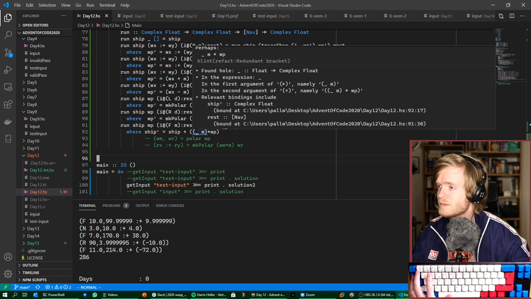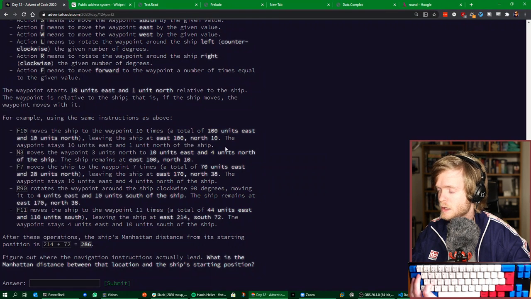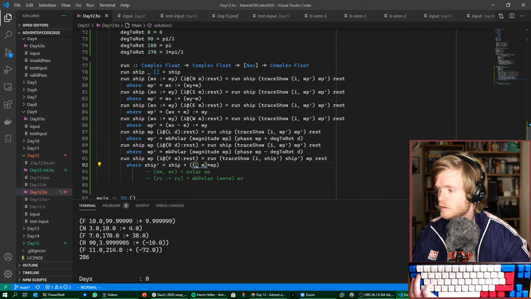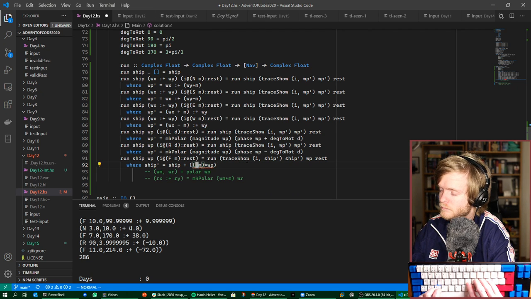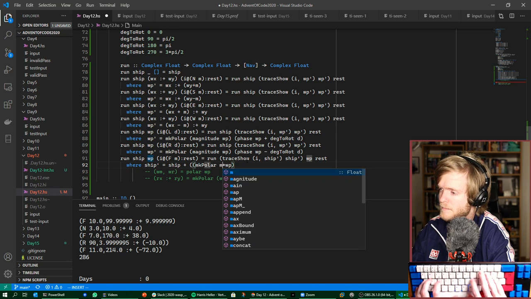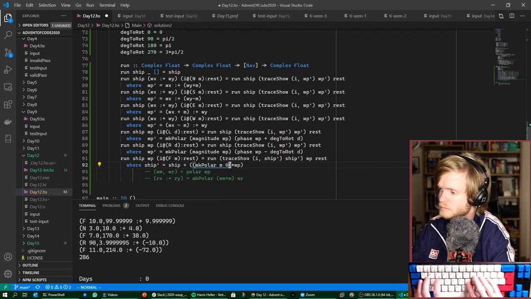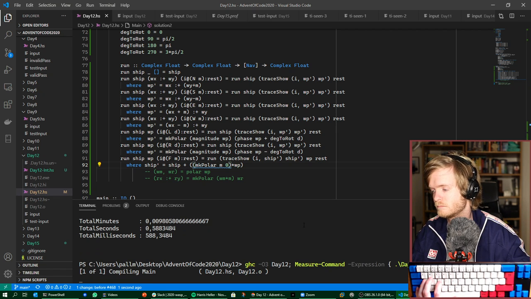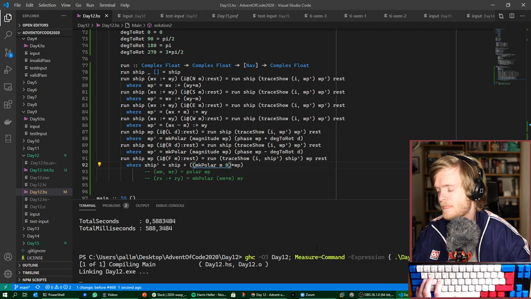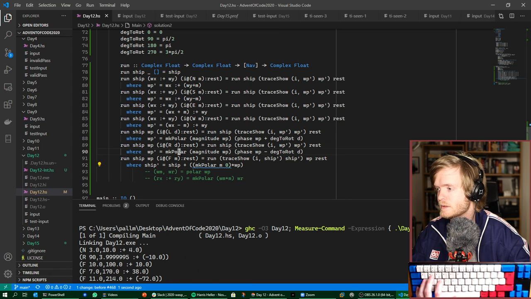This is a function that goes from float to complex float. Yeah. So you need to, this should be a make polar M 0. Does it still work if I do it like this? Yeah, it still works. Nice.